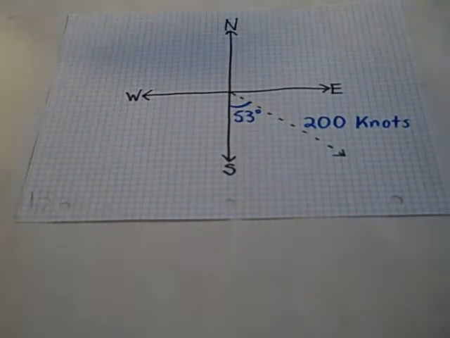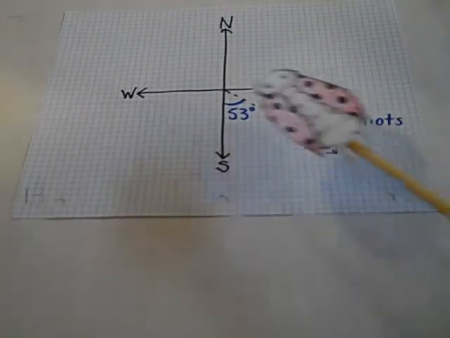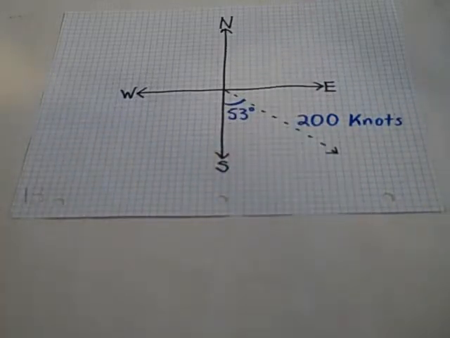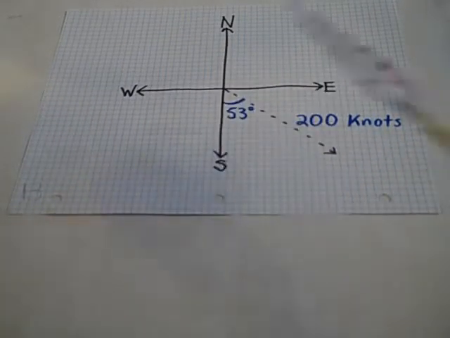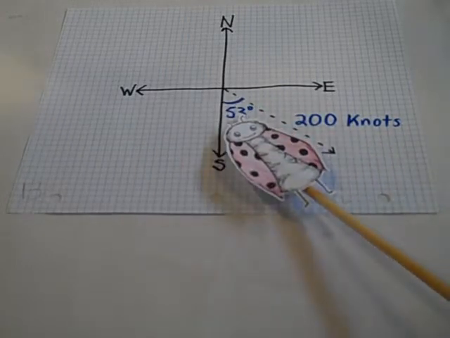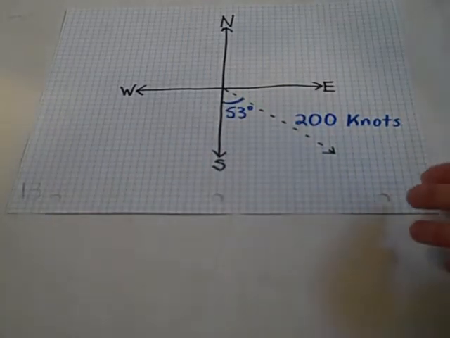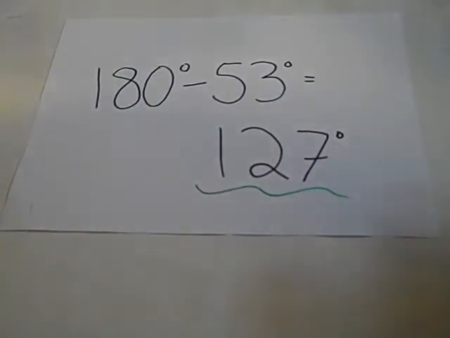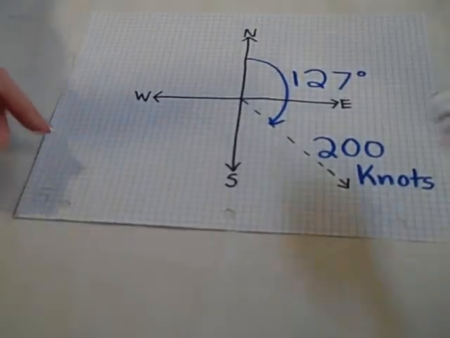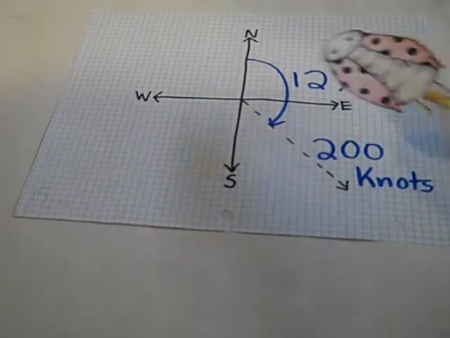We now know Buggy's speed and this angle. Since from here to here is 180 degrees, if we subtract 53 degrees from 180, then we find Buggy's new direction. It's 127 degrees. So where and how fast is Buggy going? 200 knots with a course of 127 degrees. Yay.